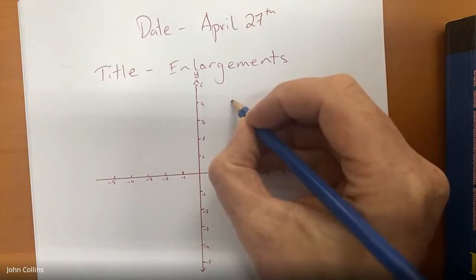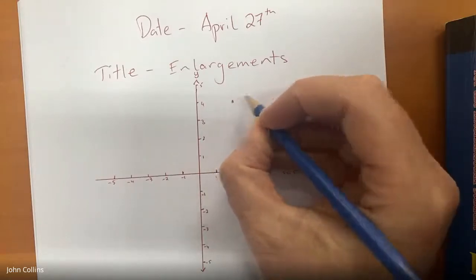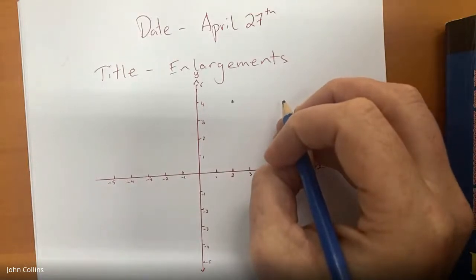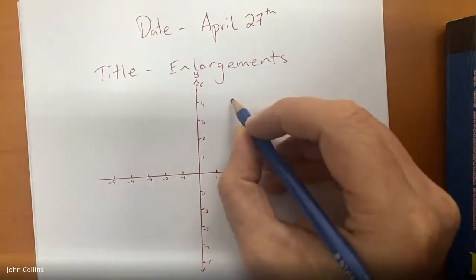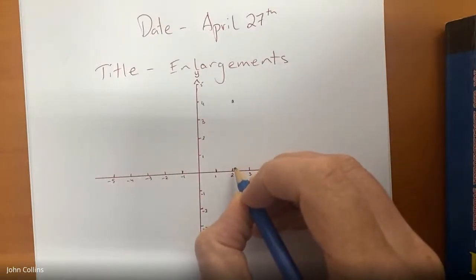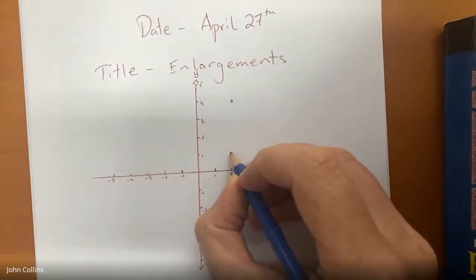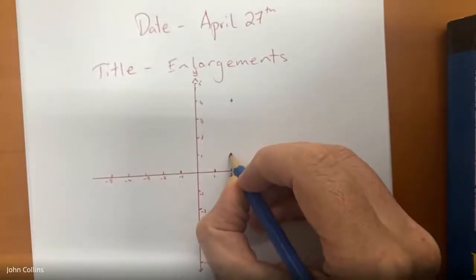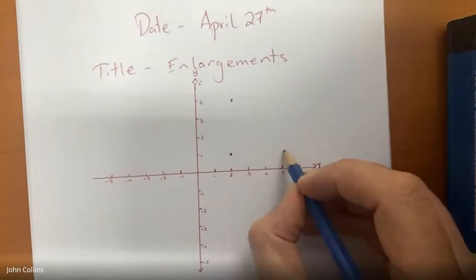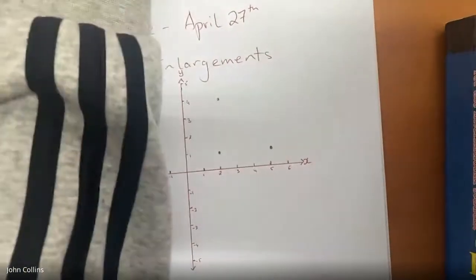Okay, so I'm going to put a triangle. I'm going to put one dot at 2, 4. Another dot at 2, 1. And a further dot at 5, 1. Okay, I'm going to join up that triangle.